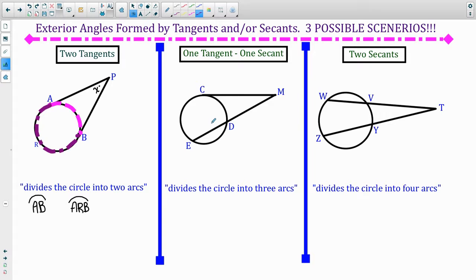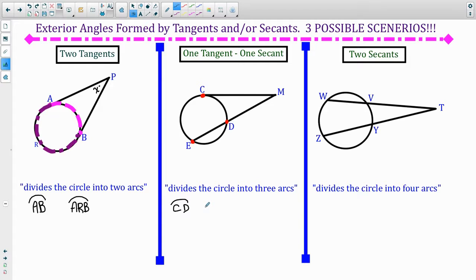Well, let's take a look at the second case scenario with one tangent and one secant. Now we have actually three different points of intersection. Since CM is a tangent, it's only going to touch once. And since MDE is a secant, it's going to touch twice. Now you could see that a one tangent, one secant scenario will divide the circle into three arcs. We have arc CD, which we'll refer to as the minor arc. You'll see why in a second.